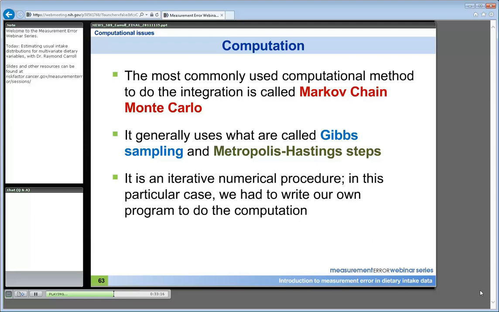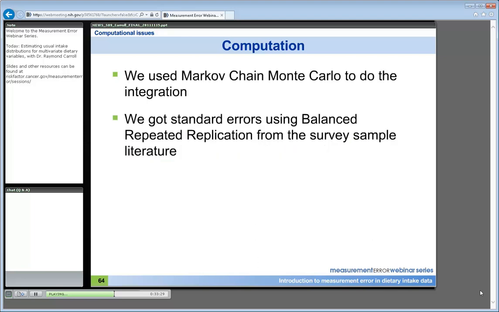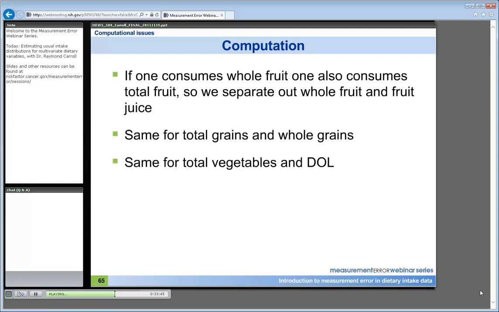We were able to use Markov chain Monte Carlo to do the integration. Mostly the steps were very easy, but we had to write our own program to do the computation. So there's no standard software that can be used in this particular problem. Because we were doing a survey sample, we used balanced repeated replication from the survey sample literature to get standard errors, and we used Markov chain Monte Carlo to get the estimates of all the parameters.